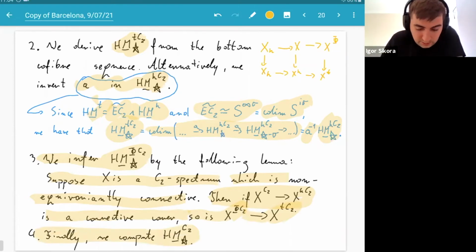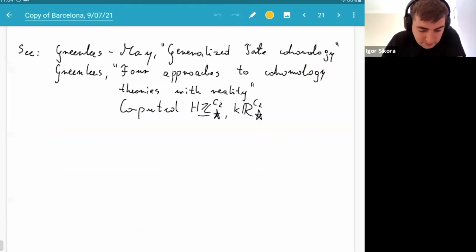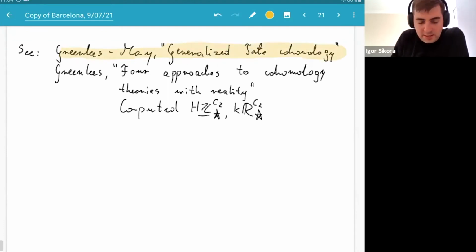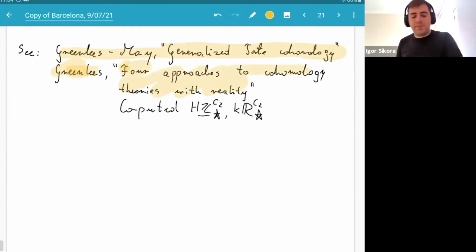So let's take a look at how it looks on the diagram. Oh, no, sorry. Firstly, I need to give very important references. The references for this method are the Greenlees and May book, Generalized Tate Cohomology. This particular strategy was also used by John in the paper Four Approaches to Cohomology Theories with Reality, where he computed the coefficients of IHZ and also of K-theory with reality.